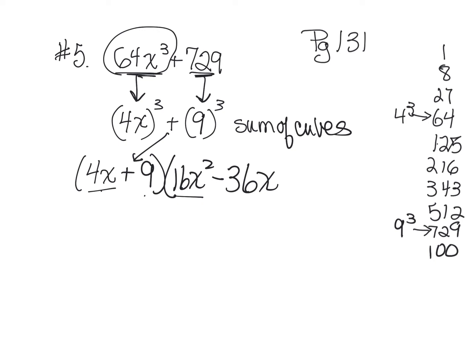Okay, the last term here in this factoring of sum of cubes is the second term squared, which is 81. Now the fact this isn't doubled, that 36 is just 4x times 9, we didn't take it times 2. This is done being factored. There's no more factoring, no more nothing. You're done, done, done. With number 5.